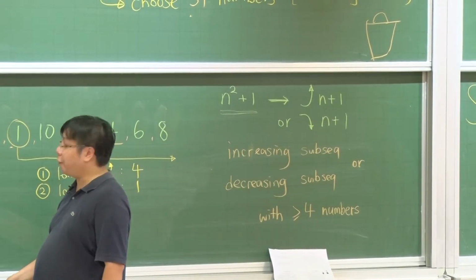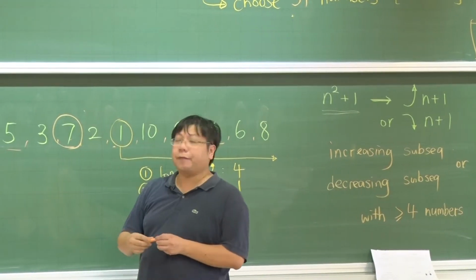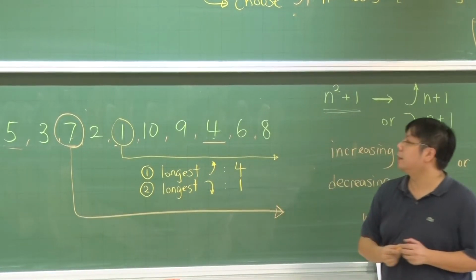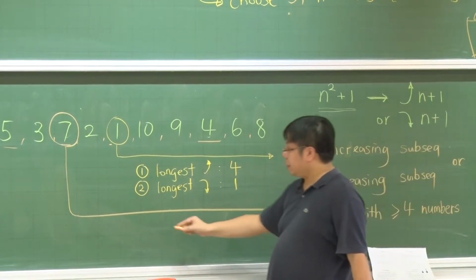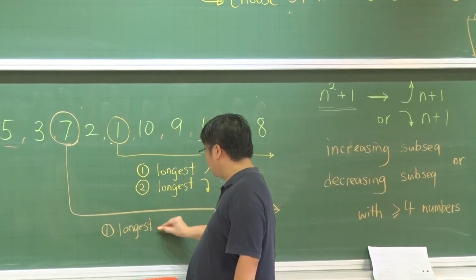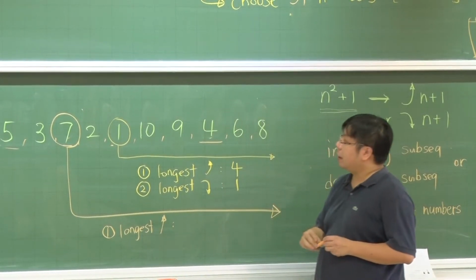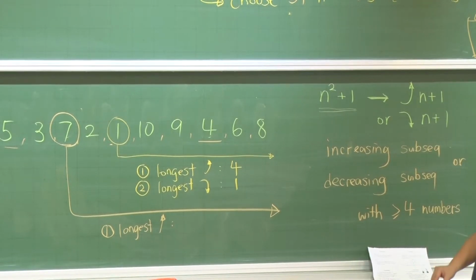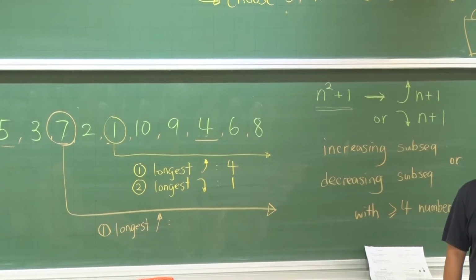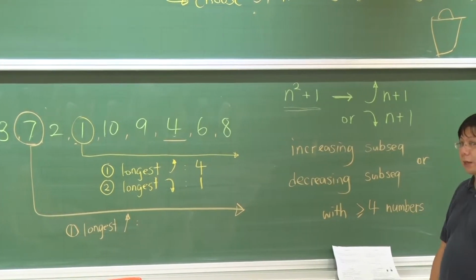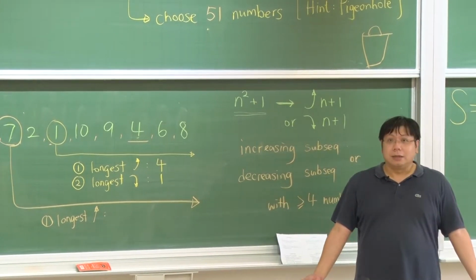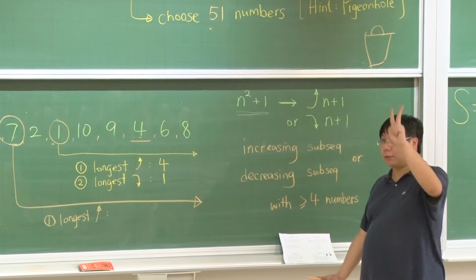This time let's fix 7. For this 7, you are going to look at starting from 7 up to the end, and we also want to get two numbers. For this 7, what is the length of the longest increasing? I can see 7, 10 or 7, 9. Am I correct? And then I can also see 7, 8. But you cannot get 3. The longest increasing subsequence that begins with 7, the length has to be 2.